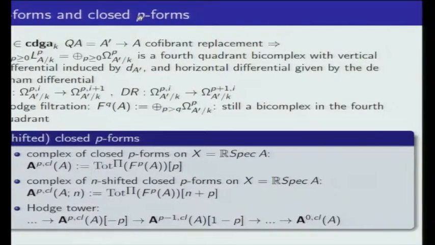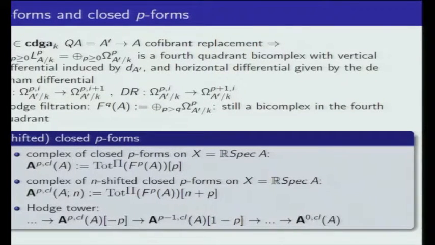Okay, now I want to go towards symplectic forms and Poisson bivectors. So I want to define first what are p-forms and closed p-forms on these objects, derived Artin stacks. So let me start with the affine case. We are now in characteristic 0, so my models for affine derived schemes are just CDGAs. Then I take a cofibrant replacement of a CDGA A.